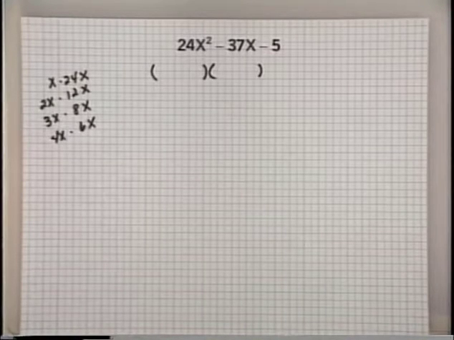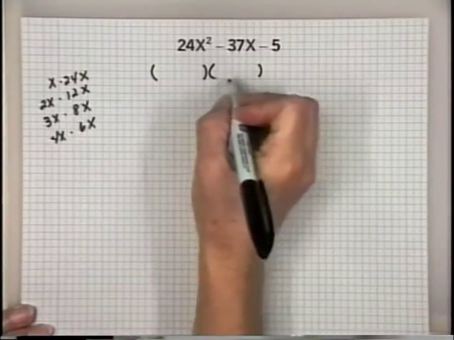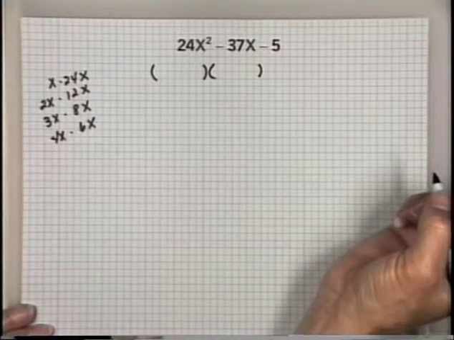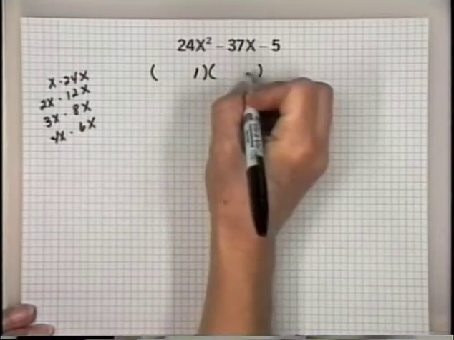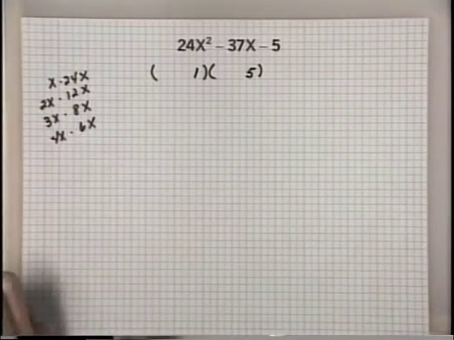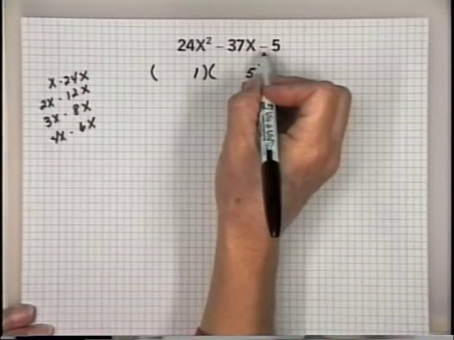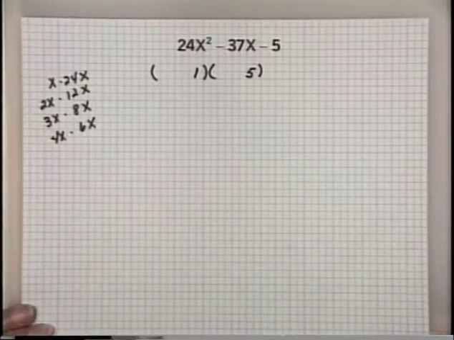Since I have so many choices, I might want to look at my third term. The numbers that go in this last position have to be factors of 5. Since there's only one choice for factors of 5, I'm going to put in 1 and 5 here because I know those have to be the numbers. Notice this third term is negative, so I will have opposite signs in these factors.